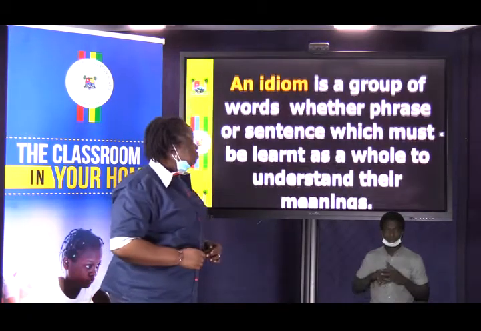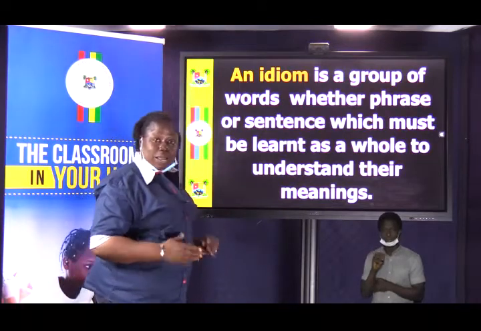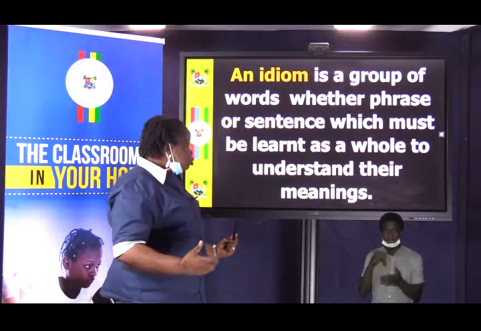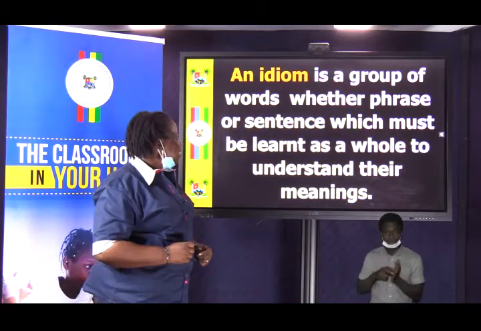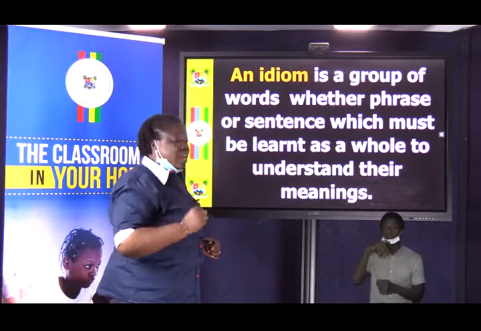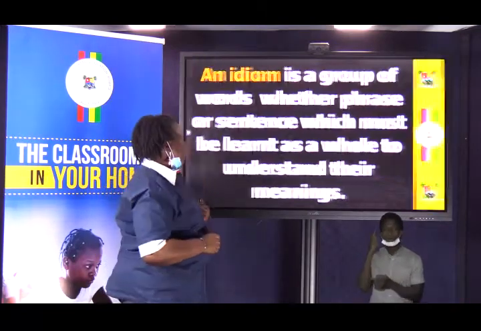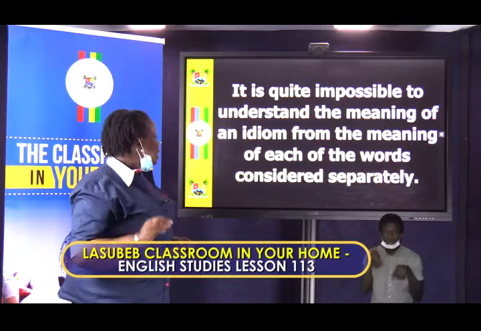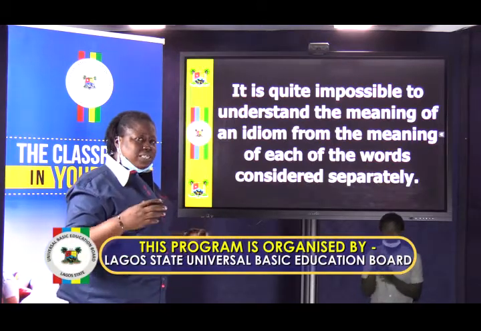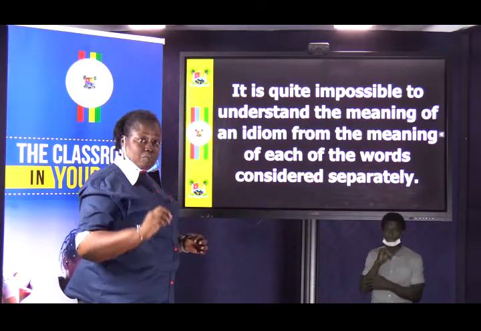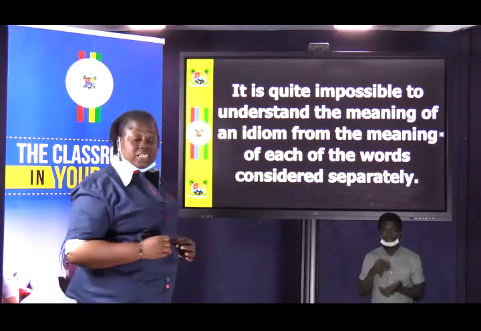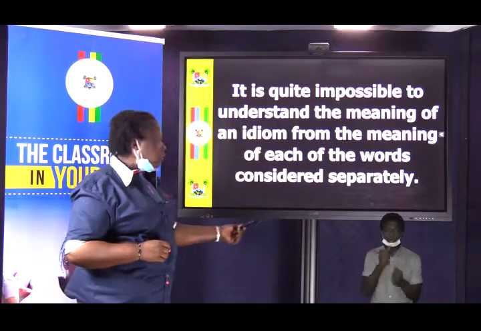Now, let's begin. What is an idiom? An idiom, like we said before, is a group of words, whether phrase or sentence, which must be learned as a whole before you can understand their meanings. It is quite impossible to understand the meaning of an idiom from the meaning of each of the words considered separately. If you decide to interpret idioms word for word, then you might get it wrong.